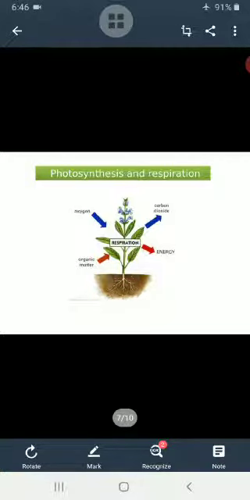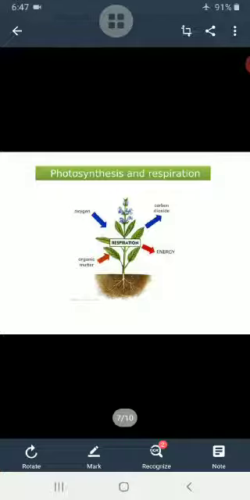In plants, both photosynthesis and respiration occur during the day. Since photosynthesis is the major activity, more oxygen is released during photosynthesis than is absorbed during respiration. Therefore, there is a net absorption of carbon dioxide and release of oxygen by plants during the day. However, photosynthesis doesn't occur at night. Only respiration takes place, which means that plants take in oxygen and release carbon dioxide at night.